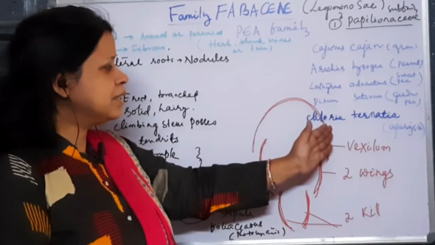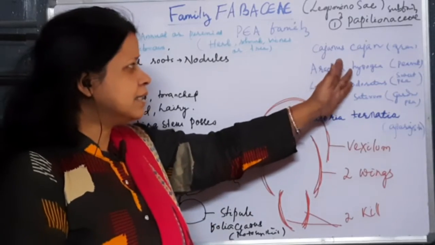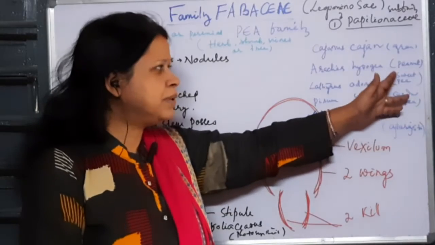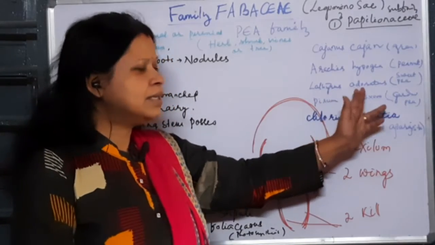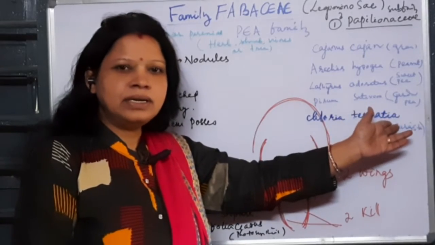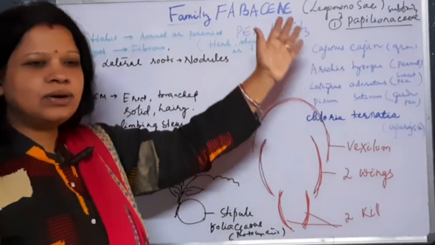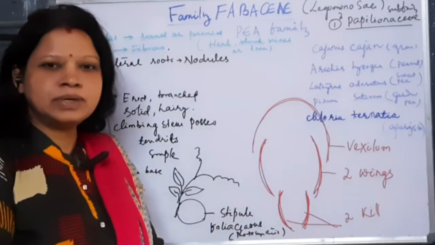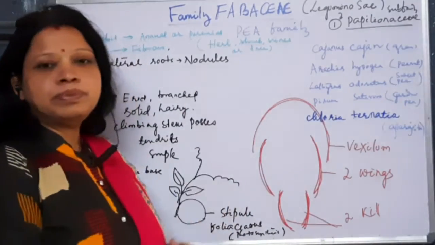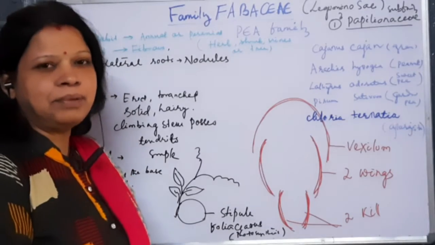All these legumes, that is Cajanus cajan or gram, Arachis hypogaea or peanut or groundnut, Lathyrus odoratus, Pisum sativum or garden pea, and Clitoria ternatea, all these are legumes or pea plants of the pea family. It is also known as the pea family.